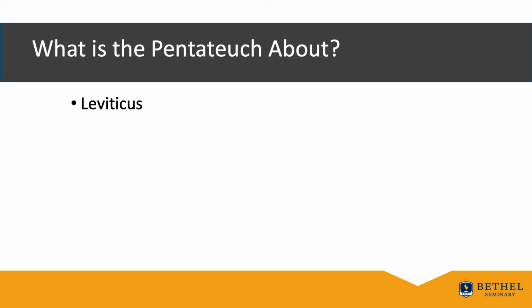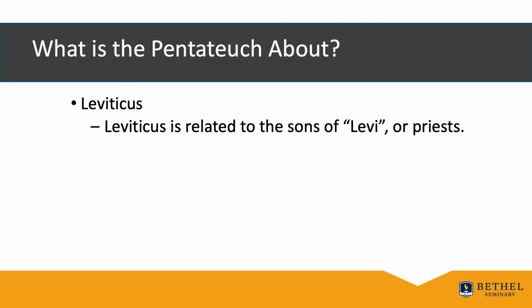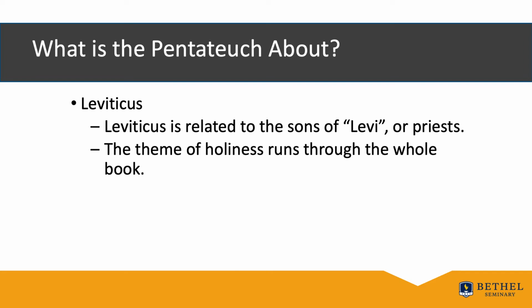The third book of the Pentateuch is Leviticus, which is related to the sons of Levi or priests. The theme of holiness runs through the whole book. It calls God's people to ritual and moral purity. Leviticus focuses on how the people can maintain the covenant relationship with God. It instructs the priests in how to offer appropriate sacrifice to God. This book is thus devoted to preserving Israel's holy moral character as an aid to worship and enjoyment of the Lord and his blessings.